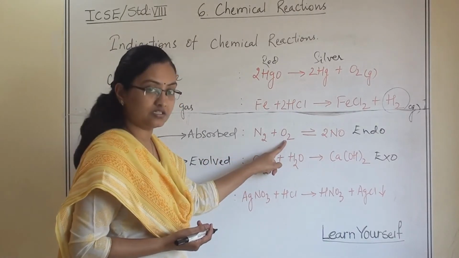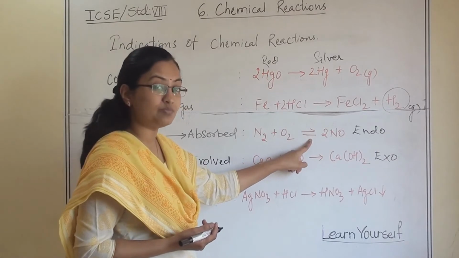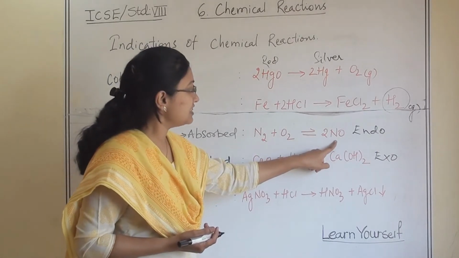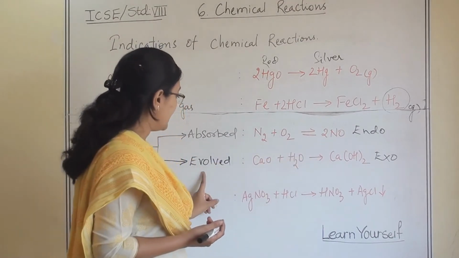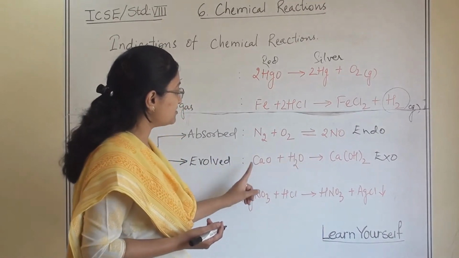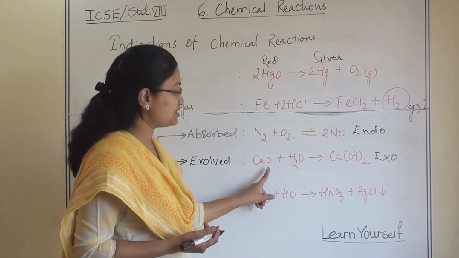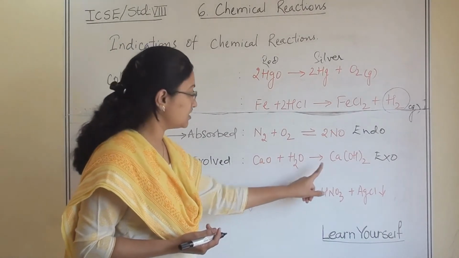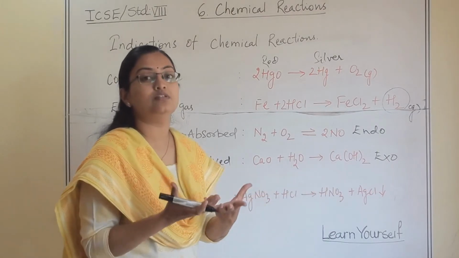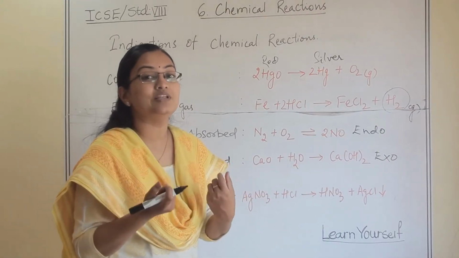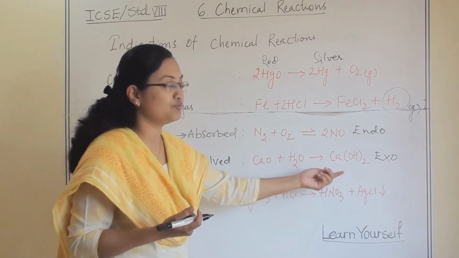Nitrogen is reacting with oxygen and this is a reversible reaction. So in this, the heat is getting absorbed. When heat is evolved, this is an exothermic reaction. When calcium oxide reacts with water, it gives us calcium hydroxide. And we can feel the beaker or test tube will get warm when this reaction will happen.